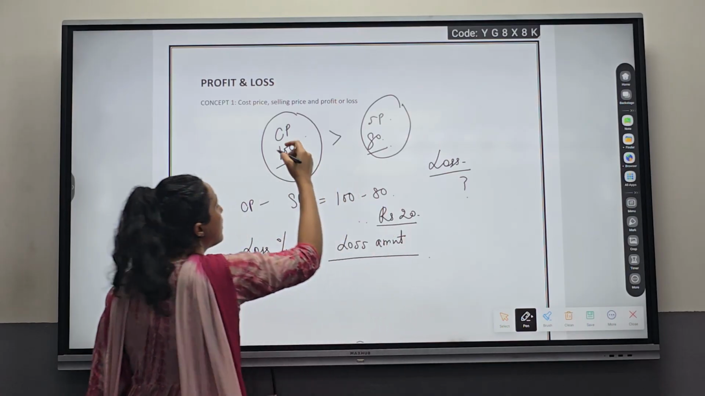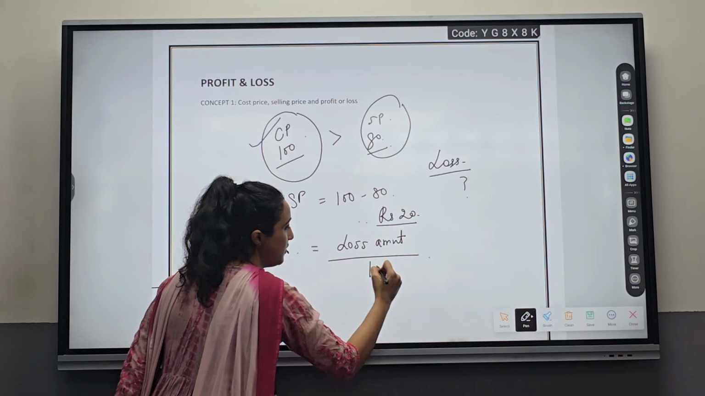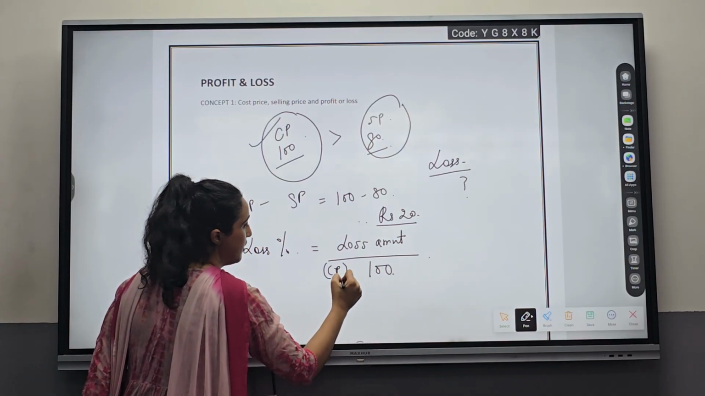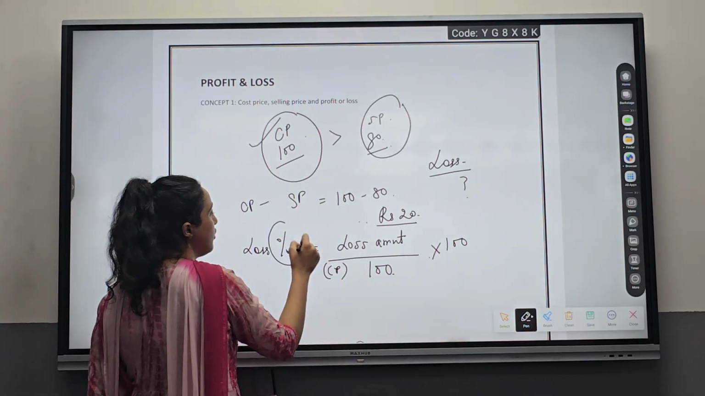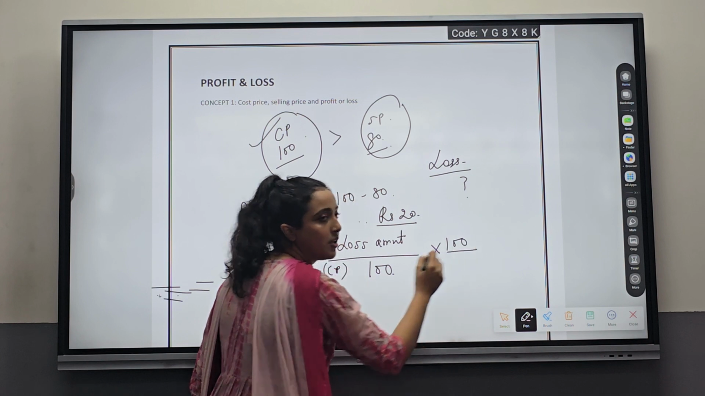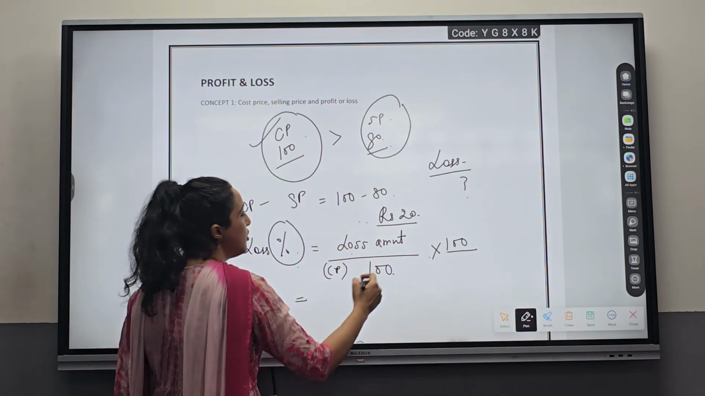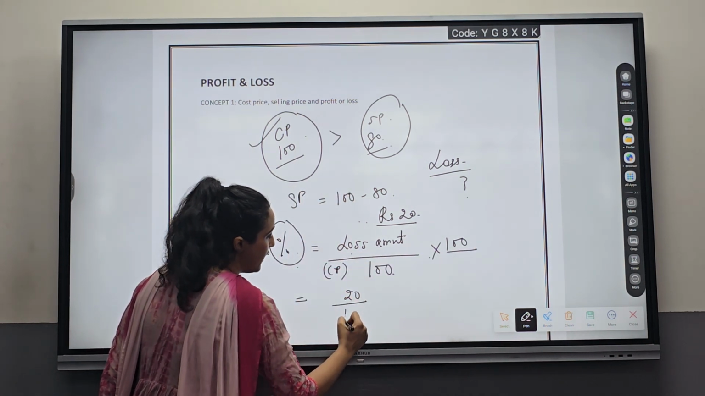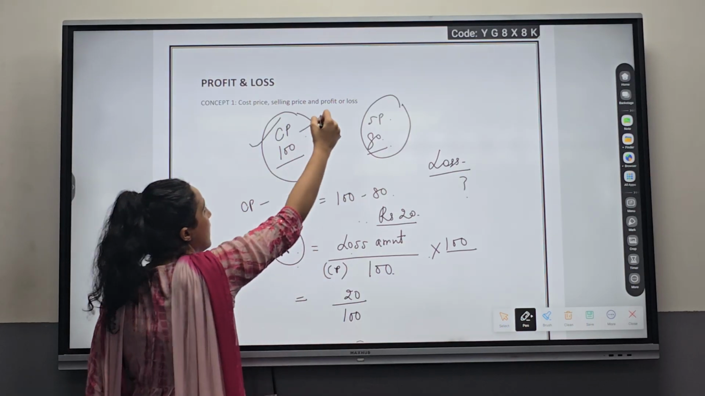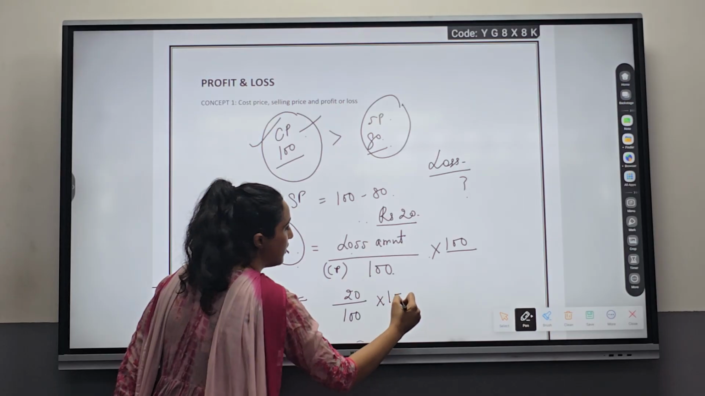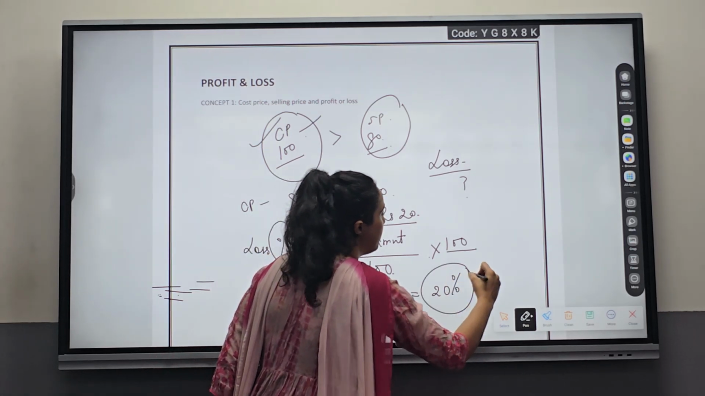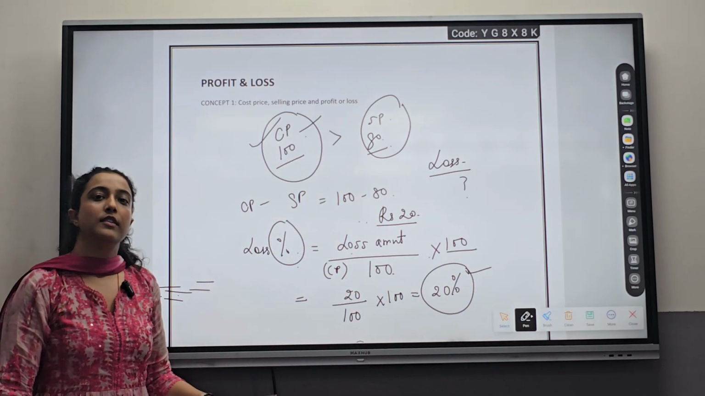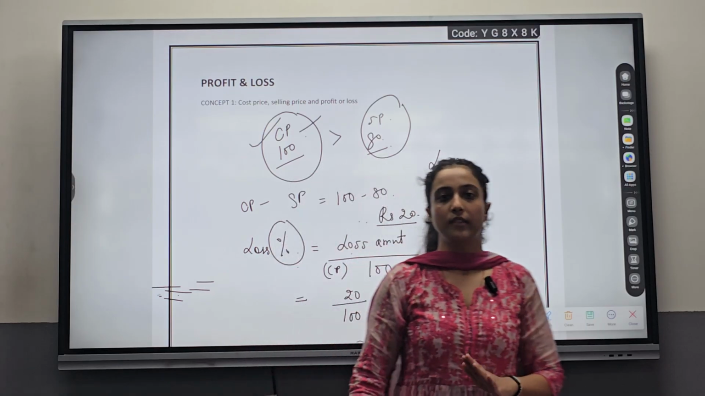So again, to find out loss percentage, you have loss amount divided by your cost price, that is 100, multiplied by 100. To find out loss percentage, we multiply by 100. So loss amount is rupees 20 divided by cost price, which was again 100, multiplied by 100. This means you get a loss percentage of 20%. So this is how you convert an amount into percentage.